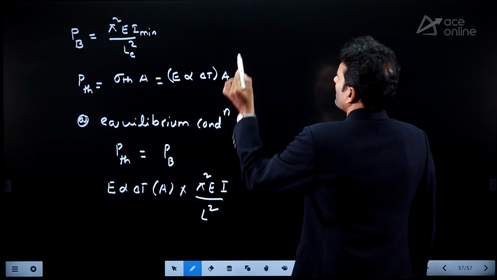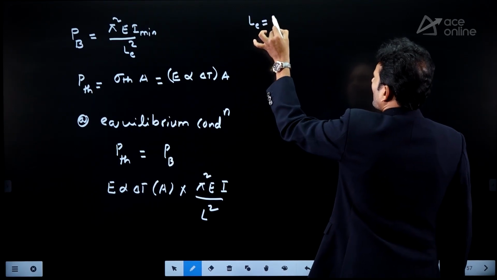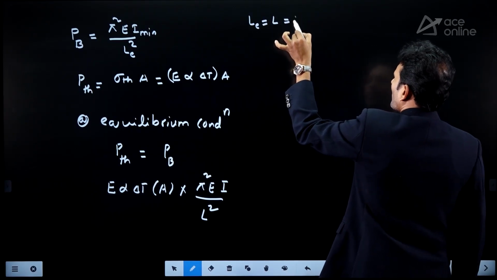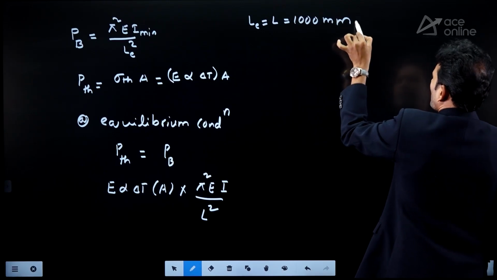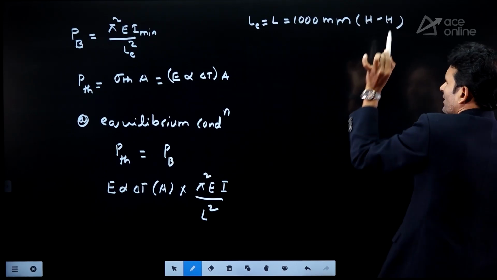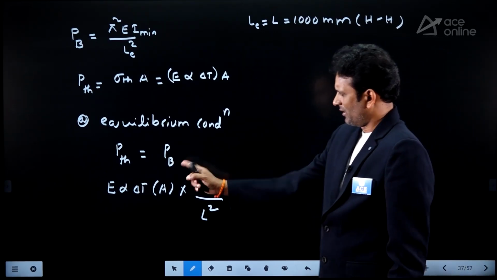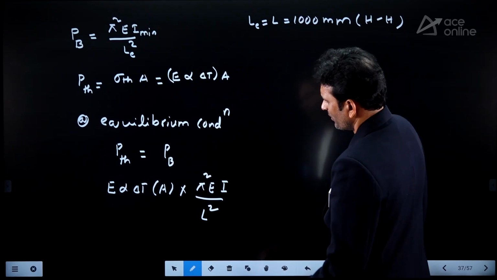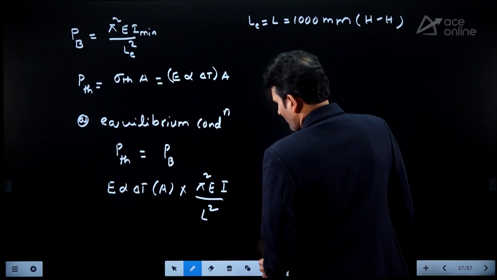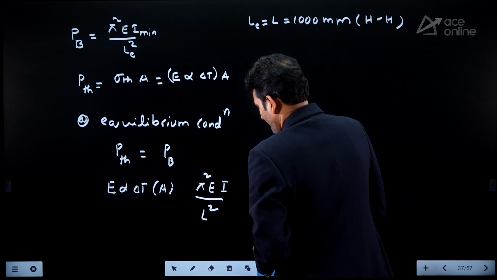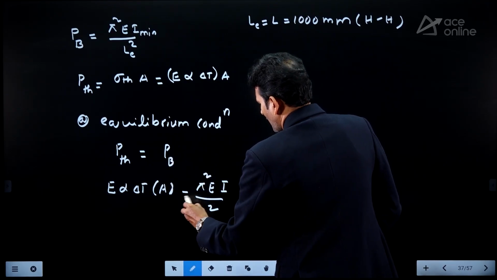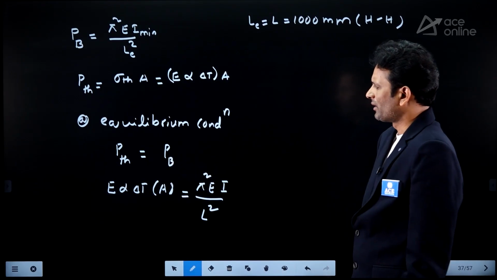Why is it L? Both ends are clearly mentioned as hinged ones. And that 1 meter I am taking in terms of millimeters. That's it. Other data I am directly writing in this equation. So this should be equal to, both are equal. Both are equal, my dear friends. Both are equal. That's fine.